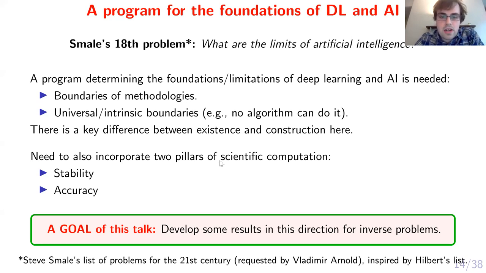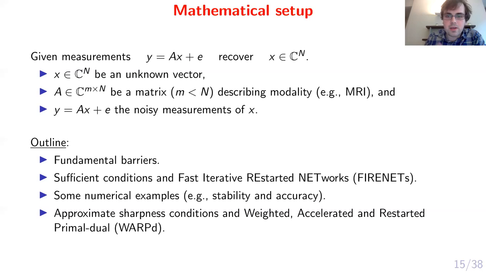And in realizing this goal, we really need to take care of two things, stability and accuracy. So we saw, for example, a neural network that was accurate for the reconstruction of those medical images, but it wasn't stable. So a goal of this talk is to develop some results in this direction for inverse problems. Okay, so that's the introduction over. I'm now going to get a bit more specific about what I'm actually going to discuss.